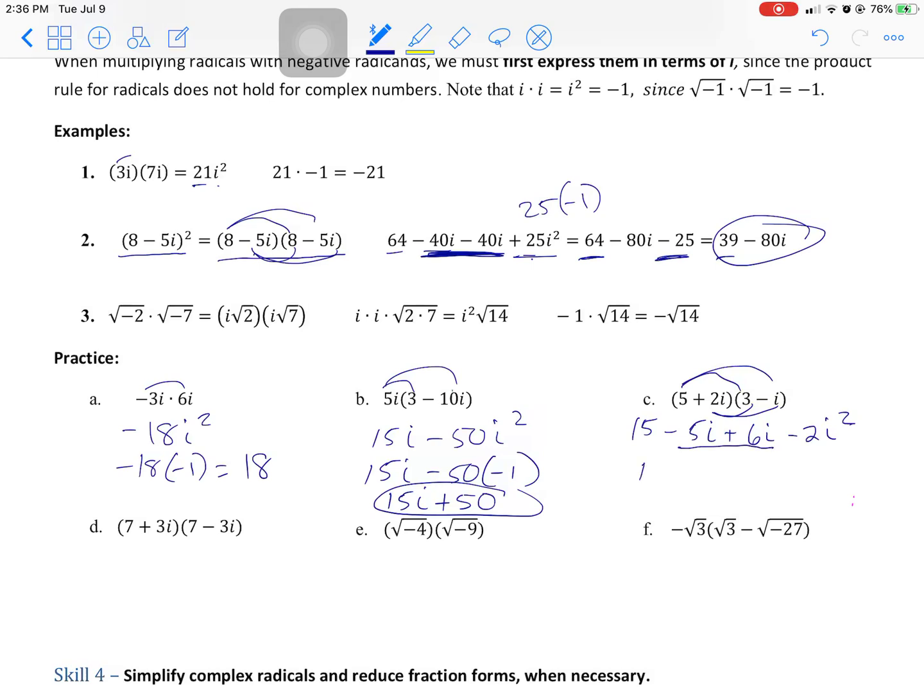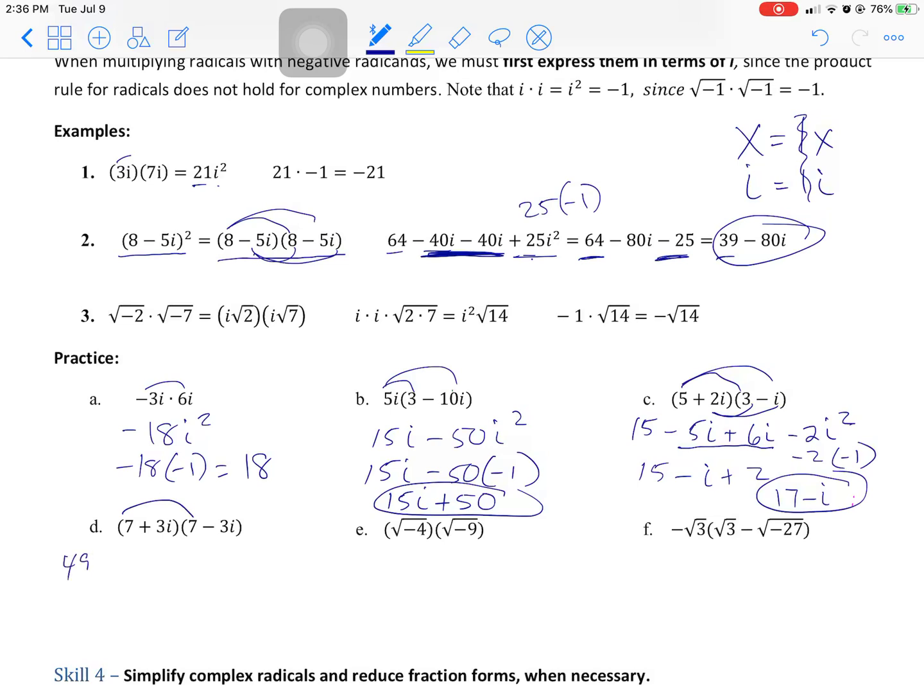Combine like terms. Negative 2 times a negative 1 is a positive 2. 15 plus 2 is 17 minus i. You can put 1i, but remember, x is the same as 1x, and i is the same as 1i. So we really don't put that 1 in there.